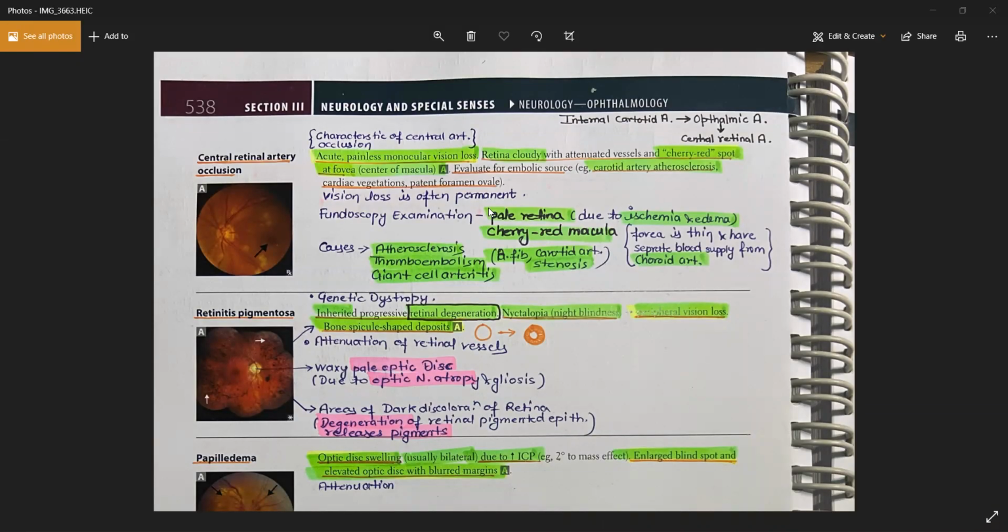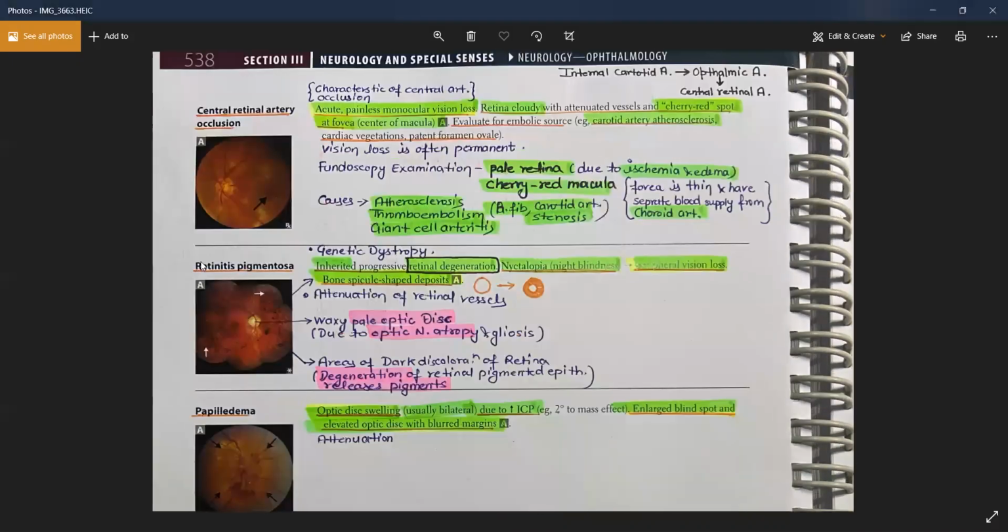Okay, so a pale retina because of the ischemia and a cherry red macula is what you will see in central retinal artery occlusion. Any doubt? No, thank you. So if the vein occlusion occurs, you will have engorgement, edema and hemorrhage. If the artery is occluded, you will have the paleness and the cherry red spot.